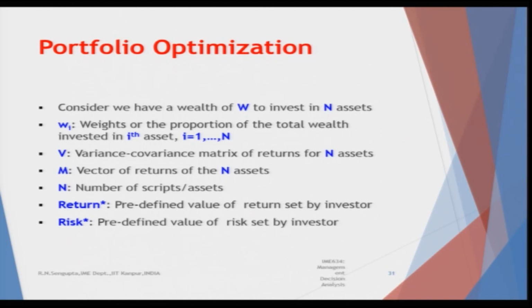So, this vector M corresponds to R1 bar to R bar n, and n, as I am again mentioning, is the number of scripts. Now, what we want to do in our problem, this is interesting, is to restrict the returns of the total portfolio to be greater than or equal to some return star value, which is fixed beforehand.